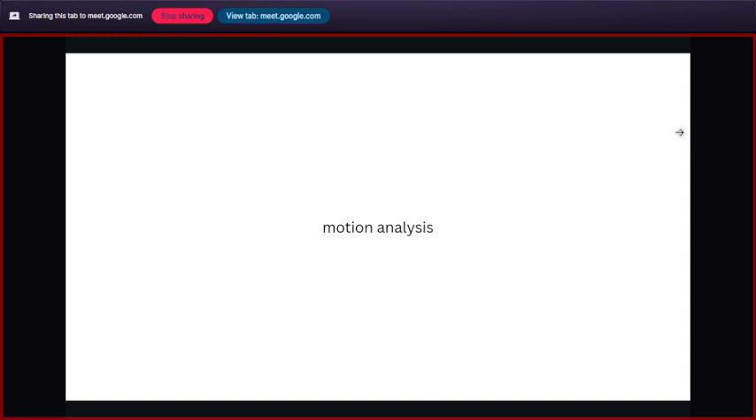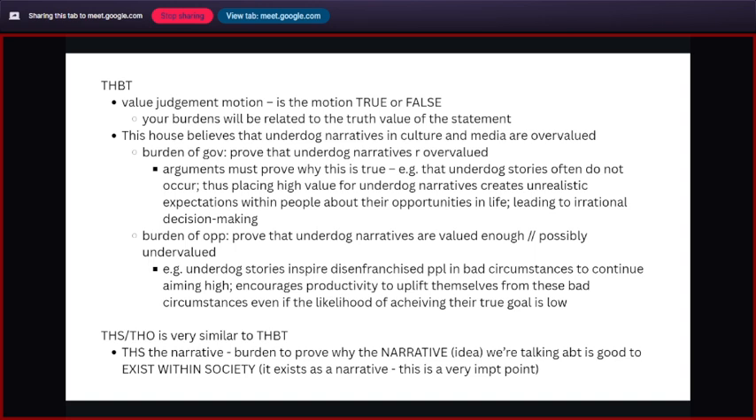So the reason why I'm talking about motion analysis today is basically just because you need to really be able to identify your burdens within the motion to actually be able to come up with the correct arguments, the correct direction, the correct content, right? So this is a very important skill for your basic debating, right? So let's just go straight into it.